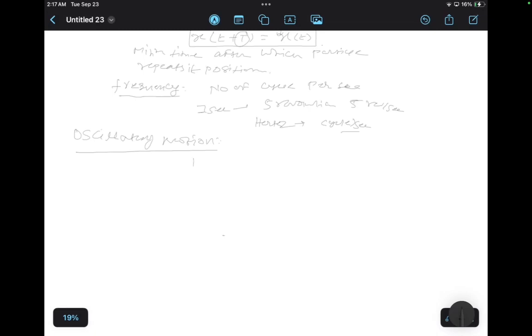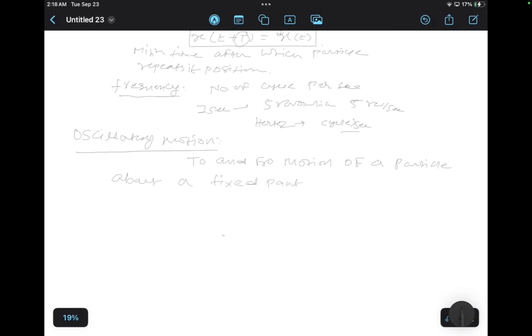This is the main topic of this chapter, oscillatory motion. Oscillatory motion is just some kind of to and fro motion of a particle about a fixed point.